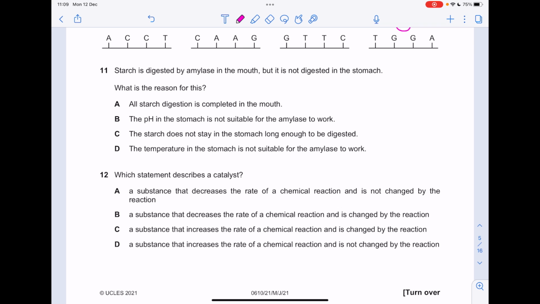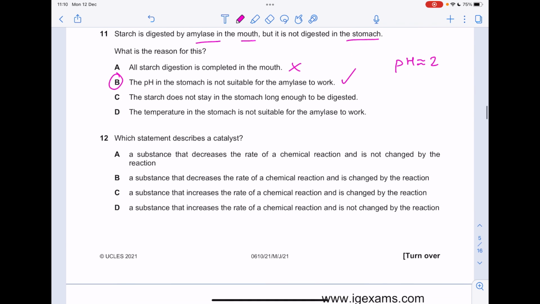Starch is digested by amylase in the mouth but not digested in the stomach. What is the reason for this? A, all starch digestion is complete in the mouth. That's not true. It also takes place in the small intestine. B, the pH in the stomach is not suitable for amylase to work. That is correct because the pH in the stomach is around 2, whereas amylase needs a much more neutral pH. So the answer here is B. Remember, if you have time, work through why options C and D aren't correct.